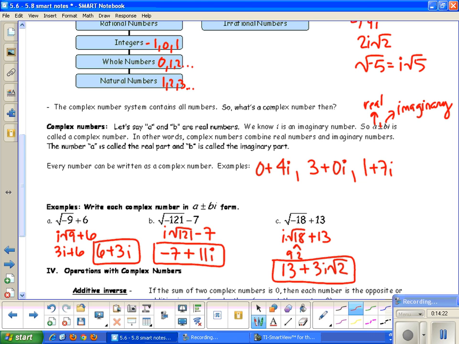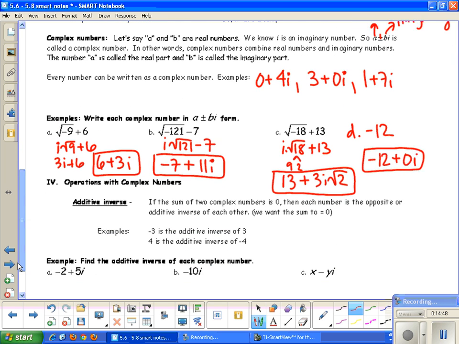And that would be my real part, 13. My imaginary part is the 3i root 2. And let's say I had another problem, d, negative 12. So if this was my solution, this is not in complex number form. I have to write it that way. It doesn't have an imaginary part, so I would write this as negative 12 plus 0i. And again, you can do that with any number.